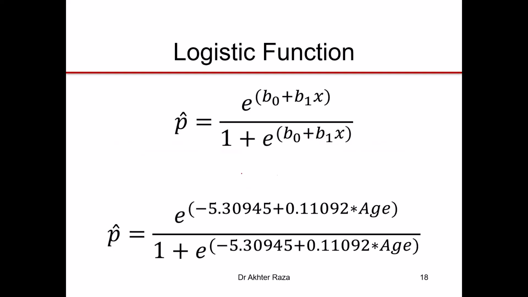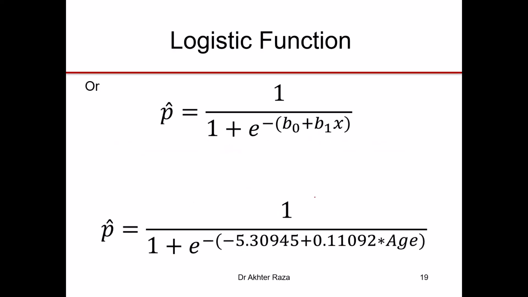Logistic function: there are two forms of the logistic function. First form is this, and the simple form is this. What is this? This is your y cap, nothing other than that. So you have just to raise the y cap in this form, 1 upon 1 plus e raised to minus y. Just remember the very simple function. It gives us a predicted probability.